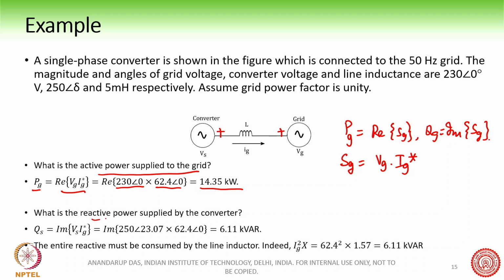Now what is the reactive power supplied by the converter? This is important, because in this case of course QG equal to 0.